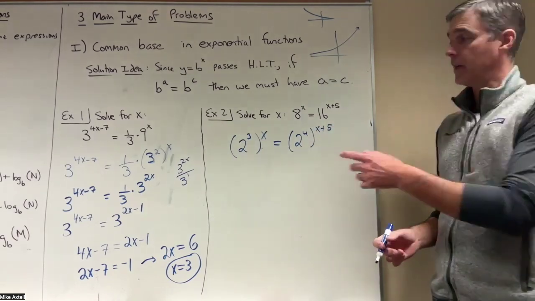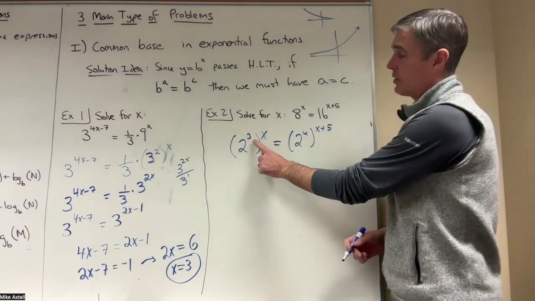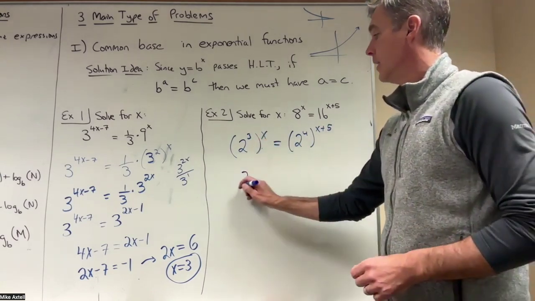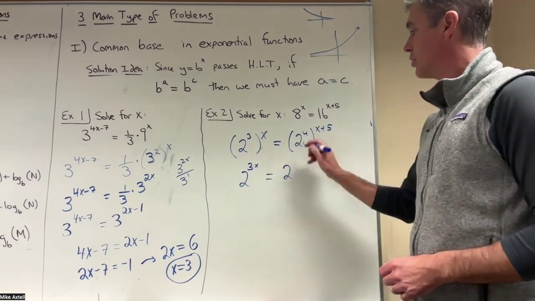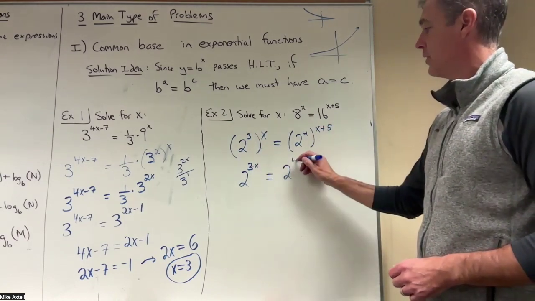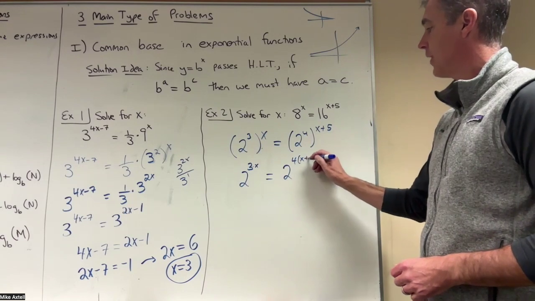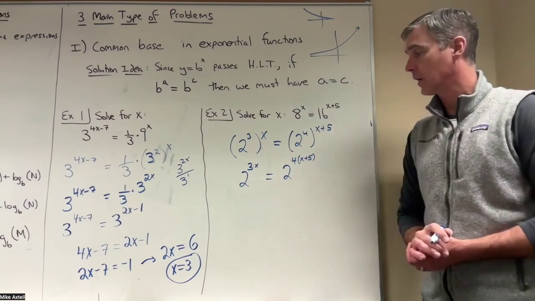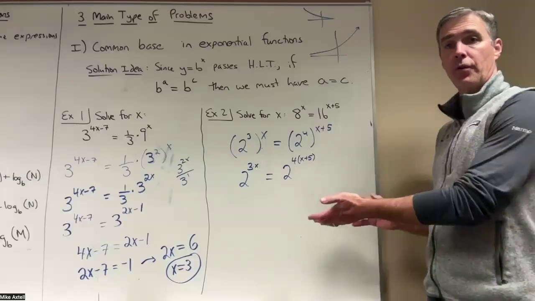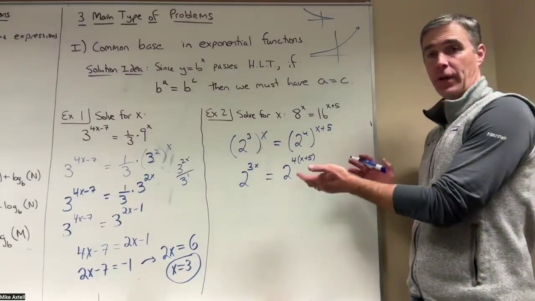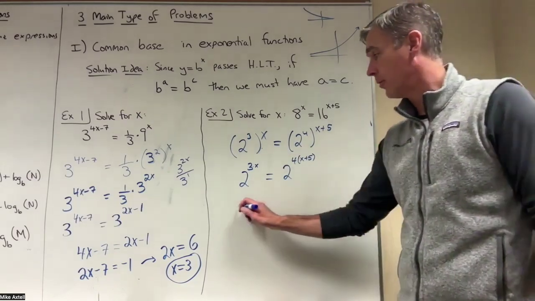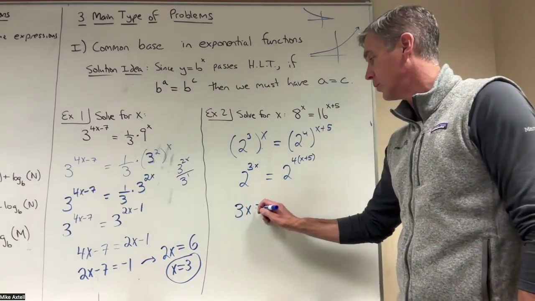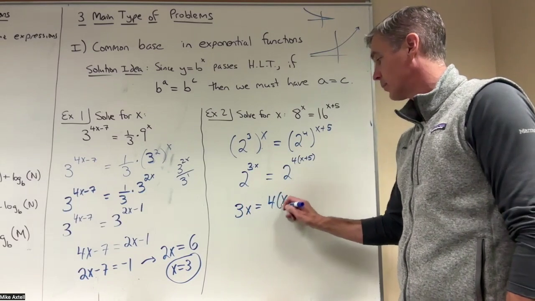And then using the properties of exponents, 2 cubed to the power of x is 2 to the 3 times x, and 2 to the 4th to the x plus 5 is 4 times x plus 5 as my new power. Now they're both exponentials with base 2, so I can just set the powers equal to each other. So I could set 3x equal to 4 times x plus 5.